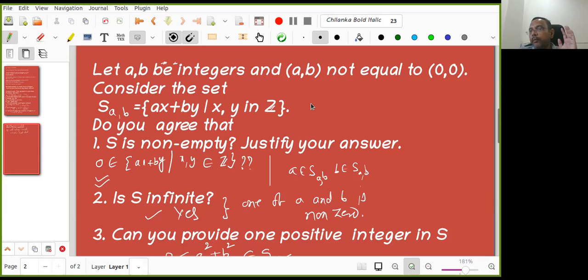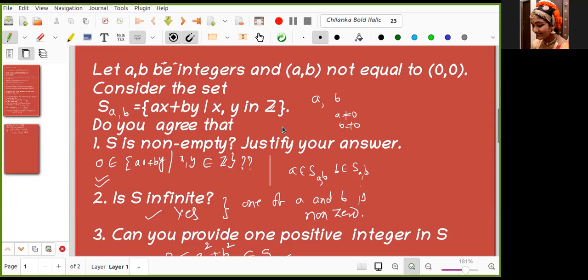Now put your clean slate, mind very clear. Now a new question is coming to you. It is completely different, not related to number theory or anything. You have two integers, one of them is non-zero. I don't know which one is non-zero. Either a is non-zero or b is non-zero. One of them is for sure non-zero. Both can also be non-zero, but for sure one of them is non-zero. Is it clear? Okay, now ax plus by.